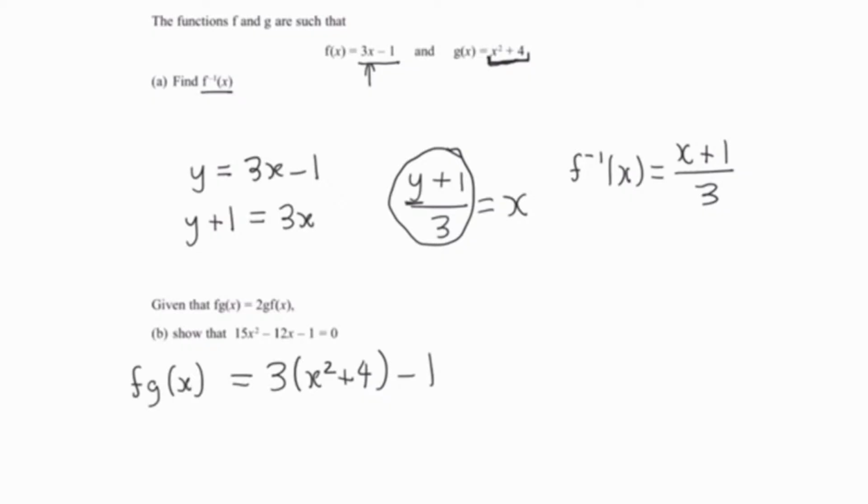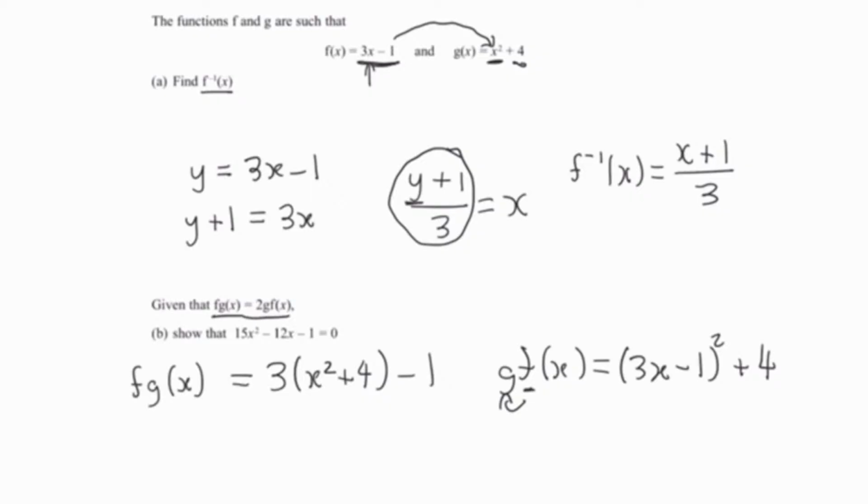Now gf of x is the other way round. So we're taking f and subbing it into g. So you take the right thing and sub it into the left thing. So we take f, which is 3x minus 1, and sub it into the x for g. So we have 3x minus 1, which is this thing here, all squared, and then obviously you just plus 4. So now you have these two things, and we use this fact.